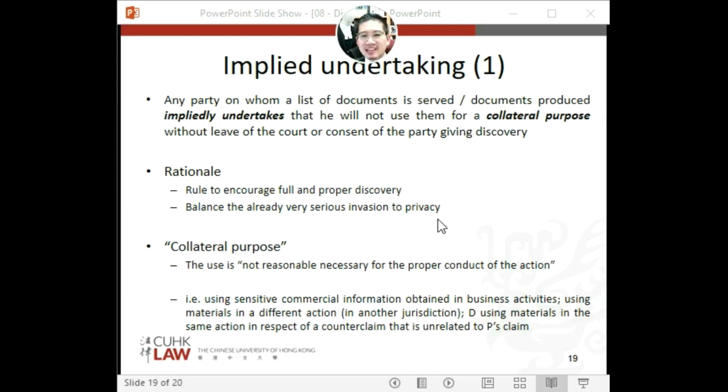So what are examples of collateral purpose? The use is not reasonably necessary for the proper conduct of the litigation of the action. For example, using sensitive commercial information in my business activity. So rather than litigation, I'm also using it in my other business and maybe giving it to my friends, using materials in a different action, or using materials in the same action in respect of a counterclaim that is unrelated to P's claim.